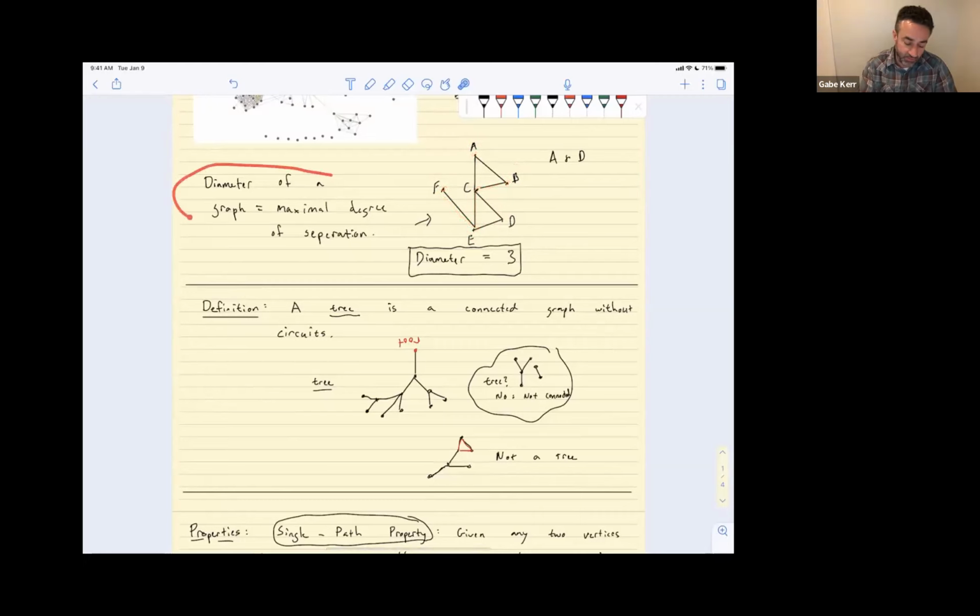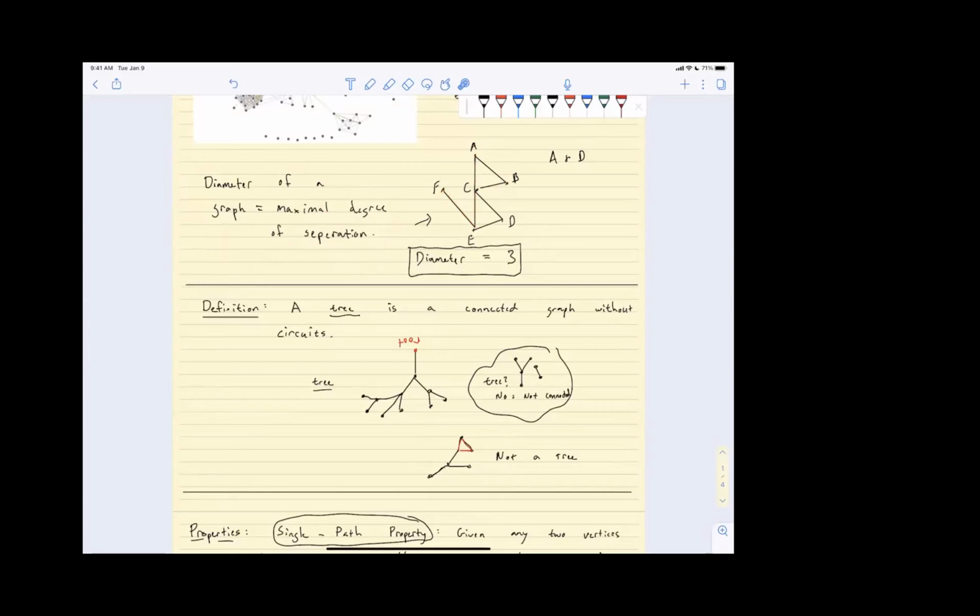And what is the diameter of a graph? It's the largest degree of separation. So you look at all of the different points, find their degrees of separation, and take the largest value, and that's your diameter. So that's why it's 3. The degree of separation between A and F gives us that largest value. Does that help, Chandler?